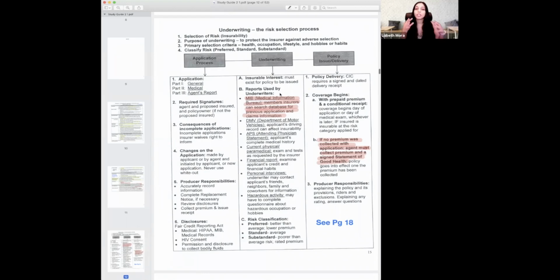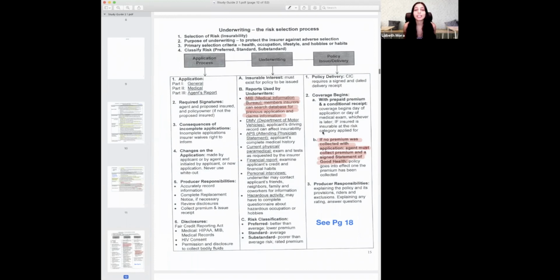What we can do is look up their information in the MIB, so that if I have to start looking at your medical records and all that, I don't have to start from scratch. I can kind of piggyback off what the other company started, right? So if they said, oh, we found this in their medical record, we can look that up and then continue on.